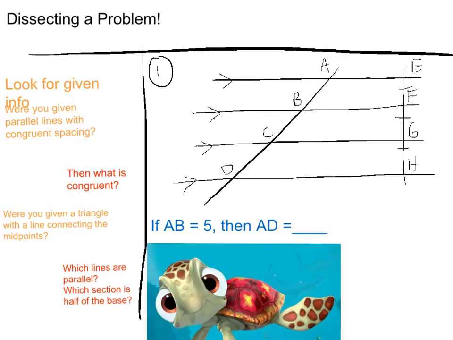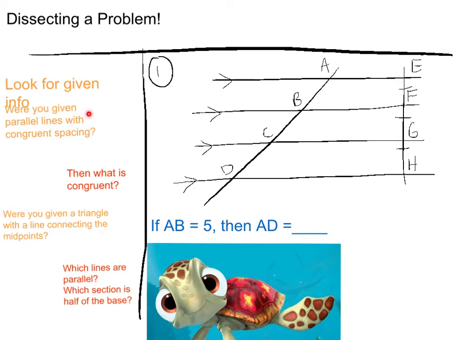So here's our first scenario. And again, make sure this is only half of your section here. Question 1, this is what I'm given. Looks like I have some lines here cut by 2 different transversals. Here's what my first question says. If AB equals 5, then AD equals what?